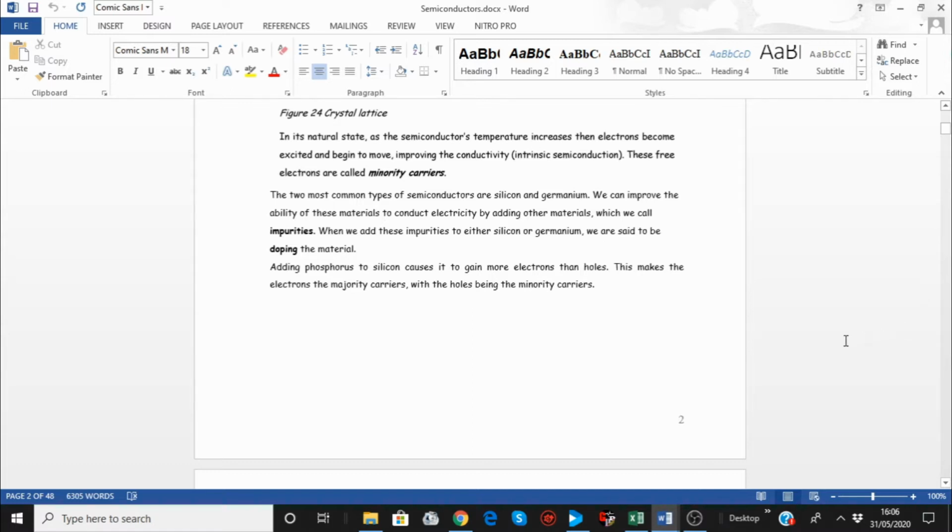The two most common types of semiconductors are silicon and germanium. We can improve the ability of these materials to conduct electricity by adding other materials, which we'll call impurities. When we do this, by adding impurities to either silicon or germanium, we call that doping the material. That action is called doping. And this makes electrons the majority carriers, with the holes being the minority carriers.